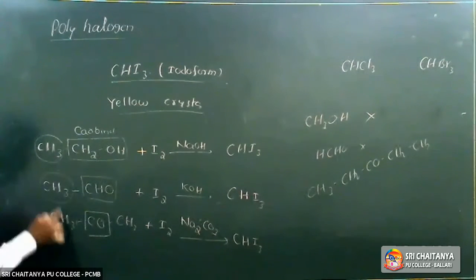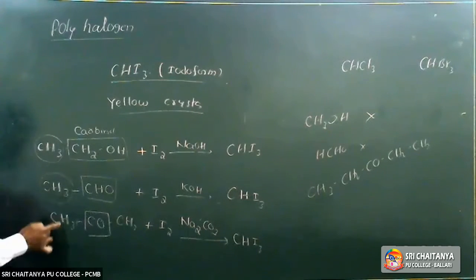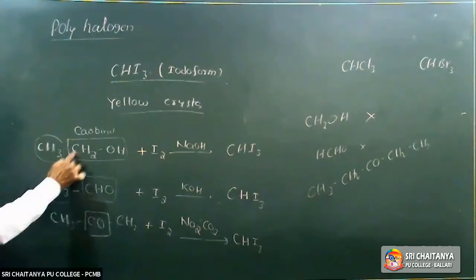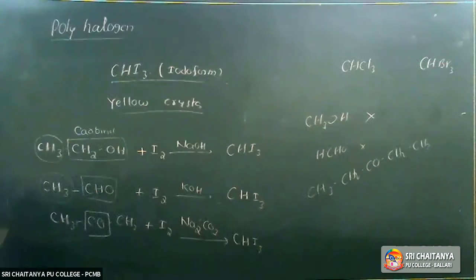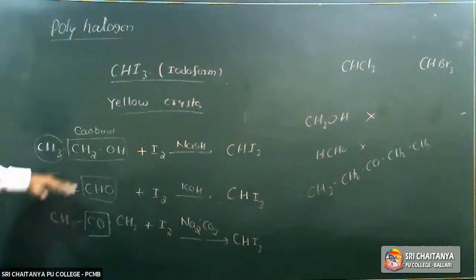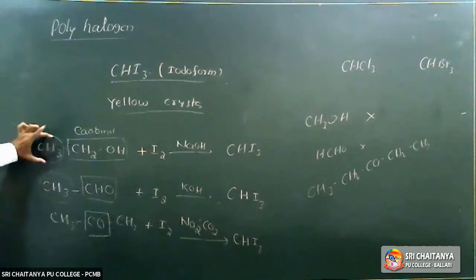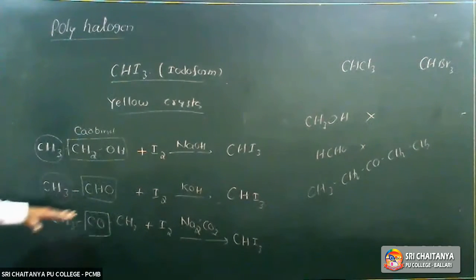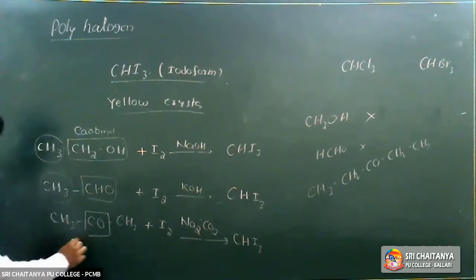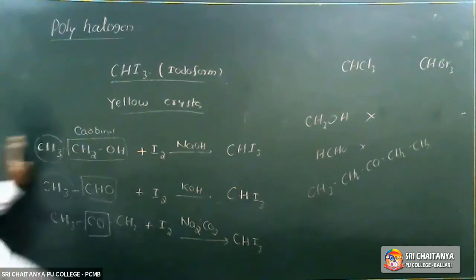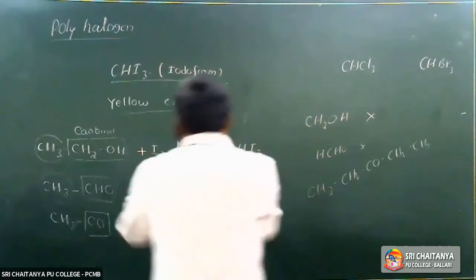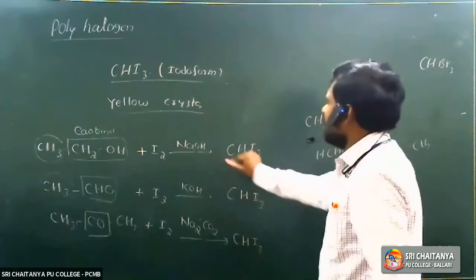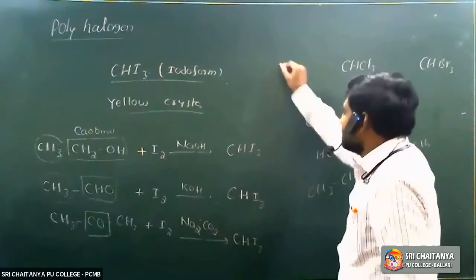Only such types of methyl carbonyl compounds and methyl carbinols give the iodoform test. It is a separate reaction, with an elaborate explanation in alcohols and carbonyl compounds. Just CH3CH2OH, in the case of aldehydes, acetaldehyde, and in the case of ketones, acetone, give iodoform when heated with iodine in the presence of alkali. It is a yellow colored crystalline substance.